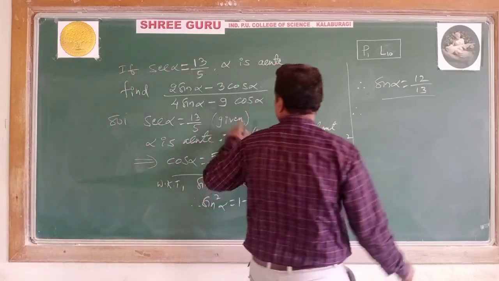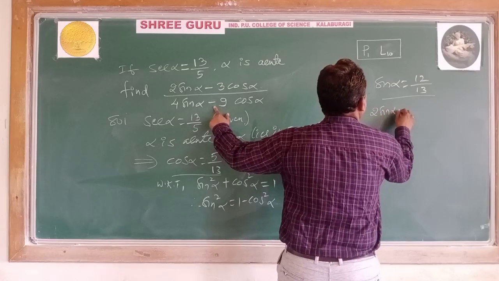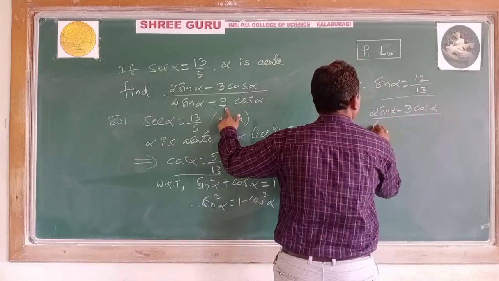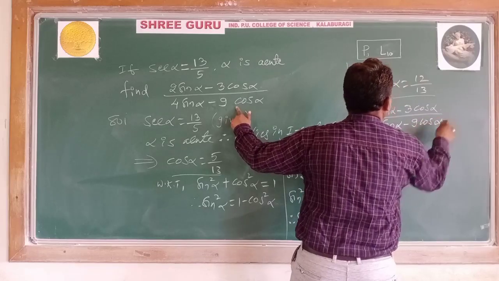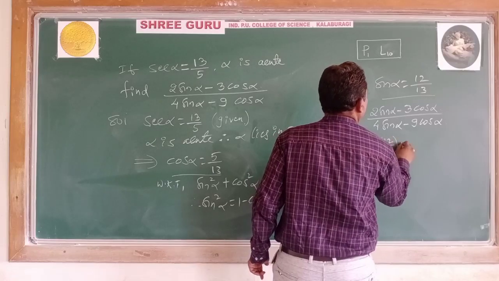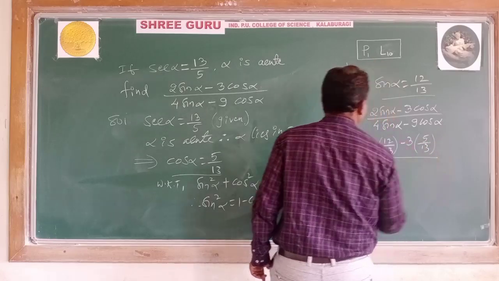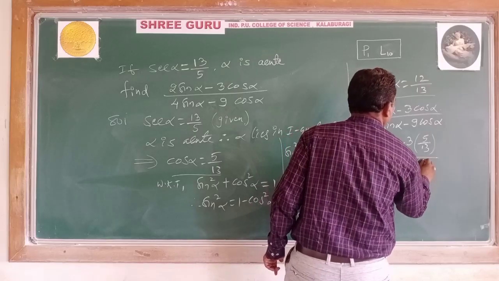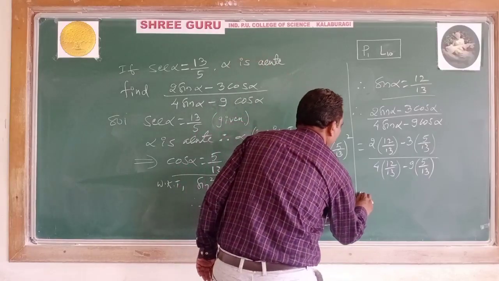Then take the given expression. What do you have to calculate? (2 sin alpha minus 3 cos alpha) divided by (4 sin alpha minus 9 cos alpha). Substitute here. What is sin alpha? 12 by 13. What is cos alpha? 5 by 13, students. Substitute it and simplify this one here.